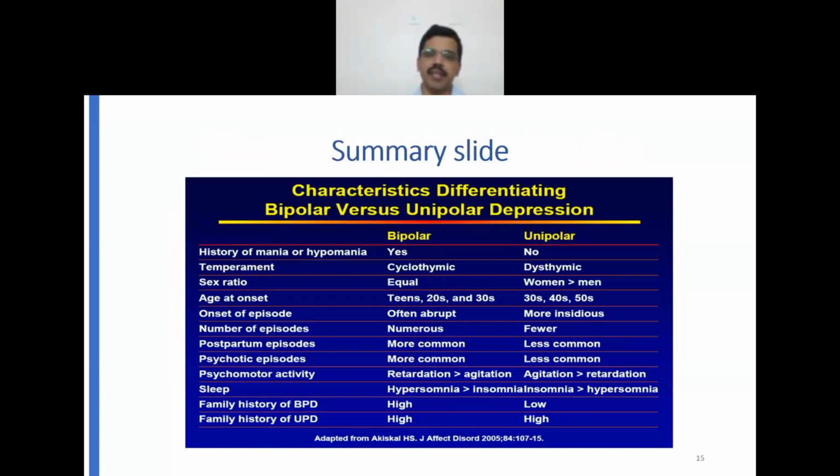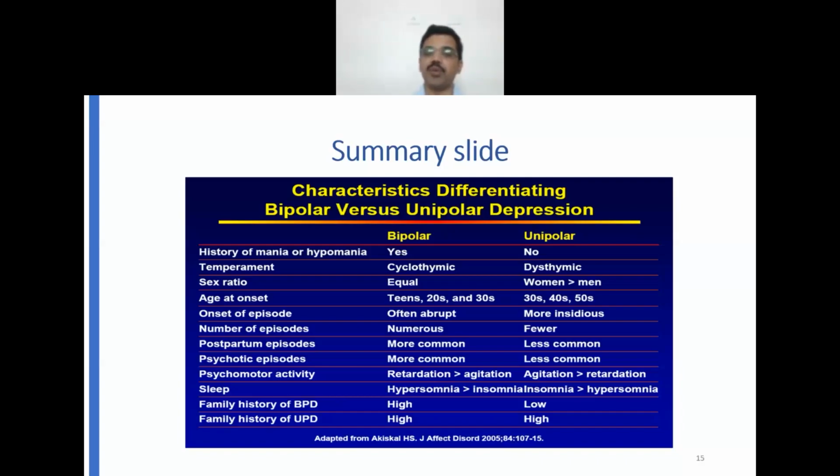Now, this is a kind of summary slide where we will just recollect what we have told in the last few minutes. In bipolar depression, there has to be a history of mania or hypomania. Temperamentally, in bipolarity the patient will have cyclothymic temperament, whereas in unipolar they will have dysthymia. Sex ratio is unequal in unipolar depression, with more female prevalence as compared to male. The age of onset in bipolar depression is usually early, whereas in unipolar depression it can occur across ages. The onset is usually abrupt, and the severity shows fast progression. More psychotic symptoms are evident.